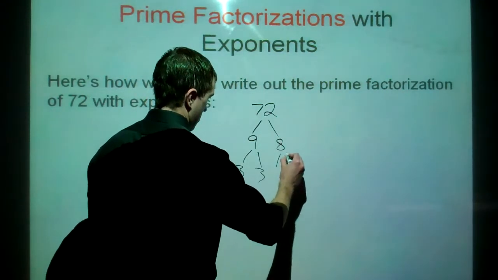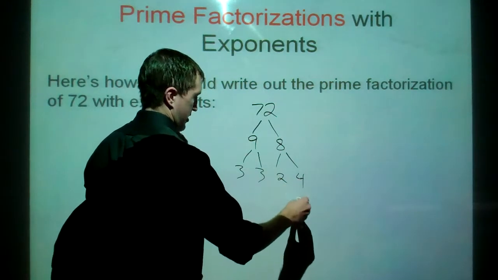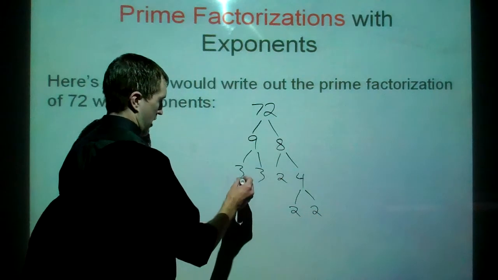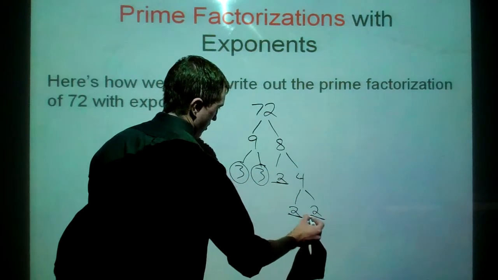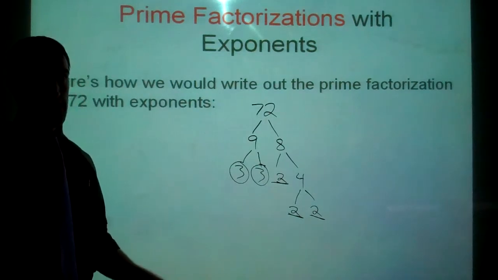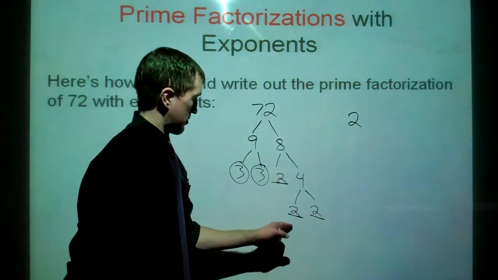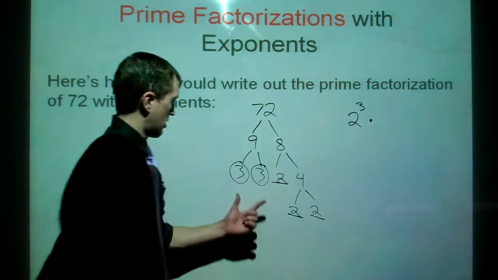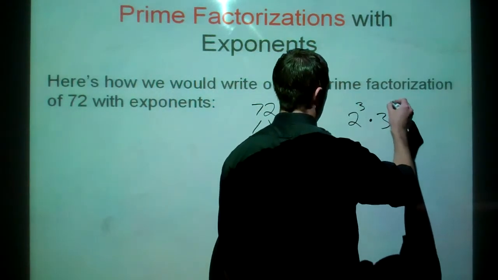8. 2 times 4. 2 is prime, so we're done there. 4 is not prime, but that breaks down into 2 and 2. Alright, now we have 2 3s and 3 2s. Now we're going to start with our lowest prime number that we have, which happens to be 2. So this is 2, and 2 times 2 times 2 is 2 to the 3rd power, times, however many 3s we got, 3 times 3, 3 to the 2nd power.